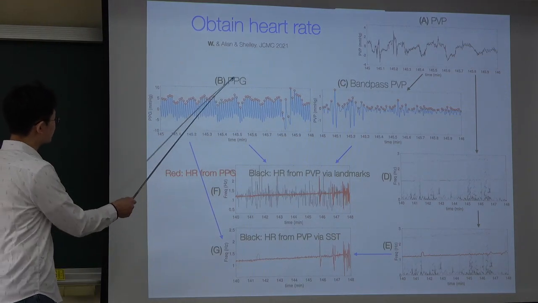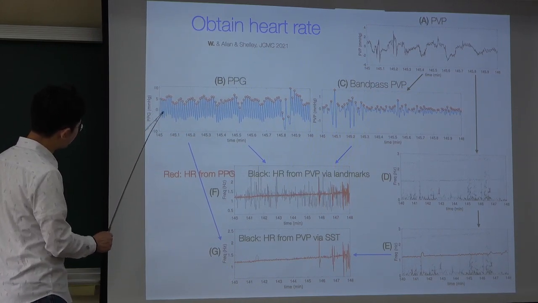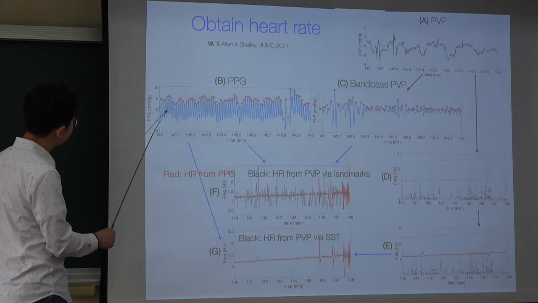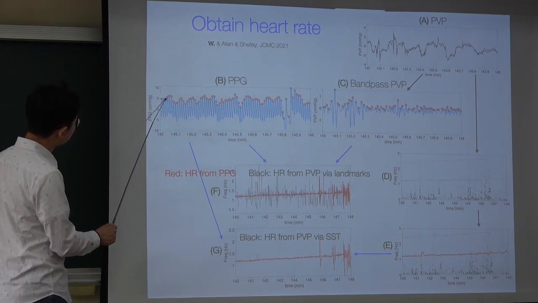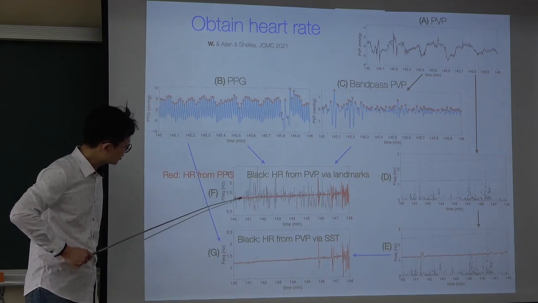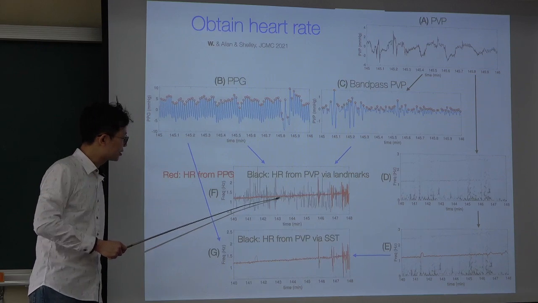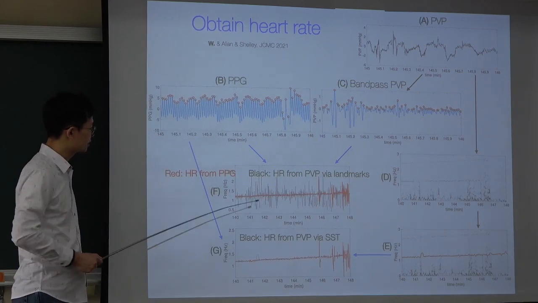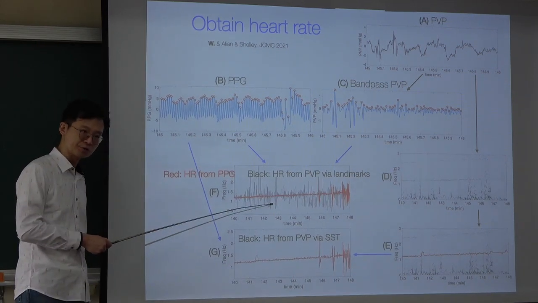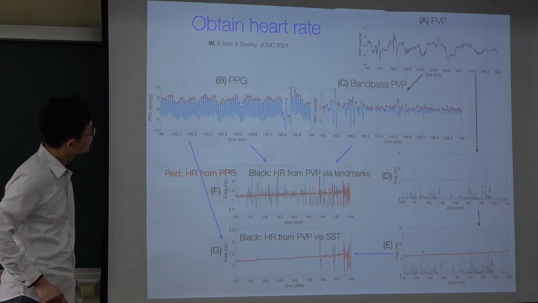So you have the PPG signal, and as I told you, it's oscillatory. Each cycle represents one cardiac beat. So if you find all the peaks, you can determine the heart rate. So the red curve here is the heart rate determined from the PPG signal, which you can view as the ground truth, because PPG has a very strong oscillatory cardiac component.